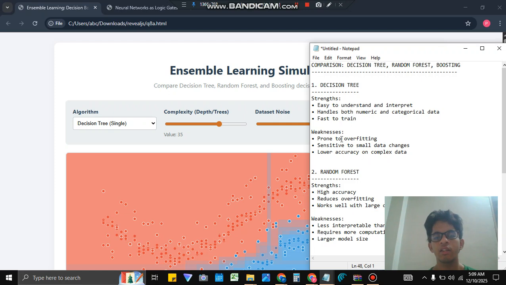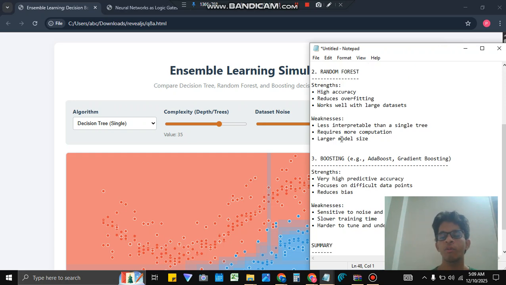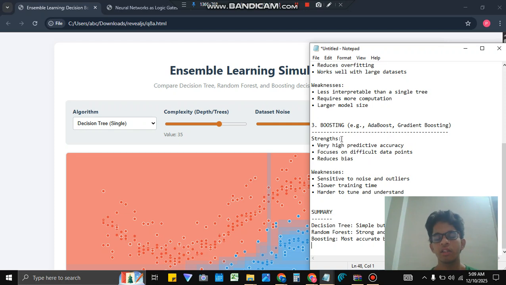And in weakness of decision trees, we have it's prone to overfitting, it's sensitive to small data changes, it has lower accuracy on complex data. In random forest, the weaknesses are less interpretable than a single tree, like it has multiple trees as we know. It requires more computation, it's larger model size, so it requires more memory. In boosting, it's sensitive to noise and outliers, it has a slower training time, and it's harder to tune and understand.